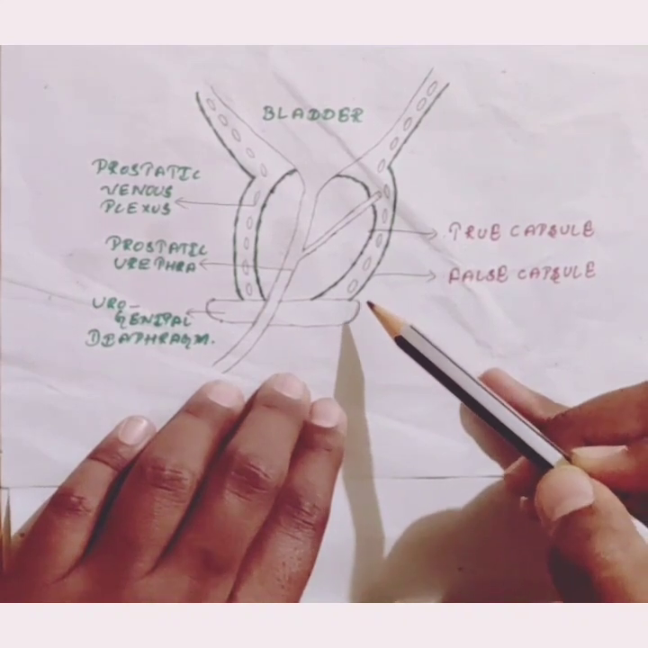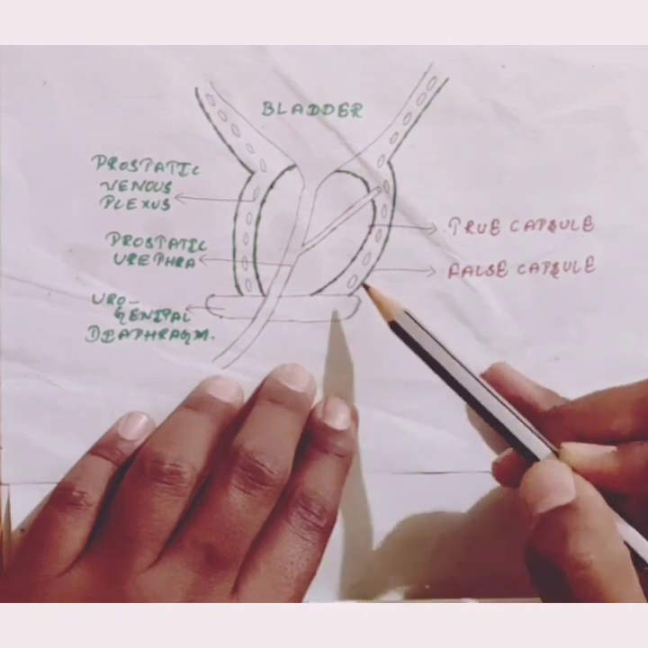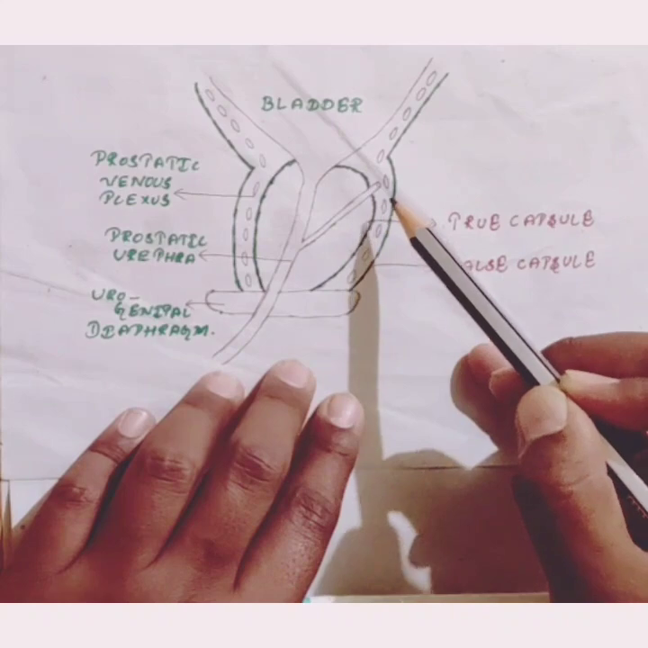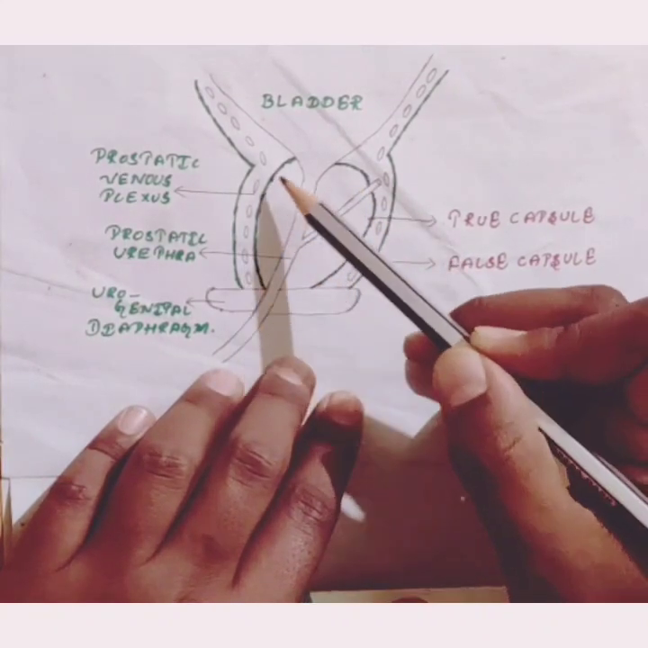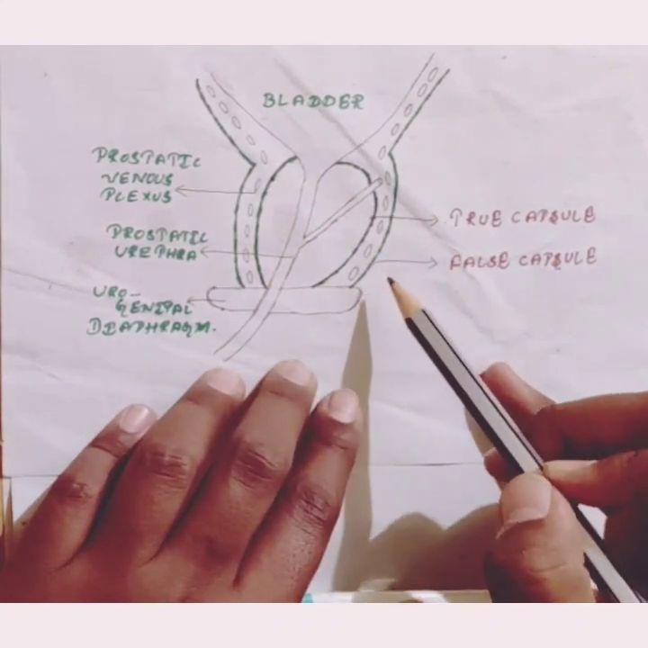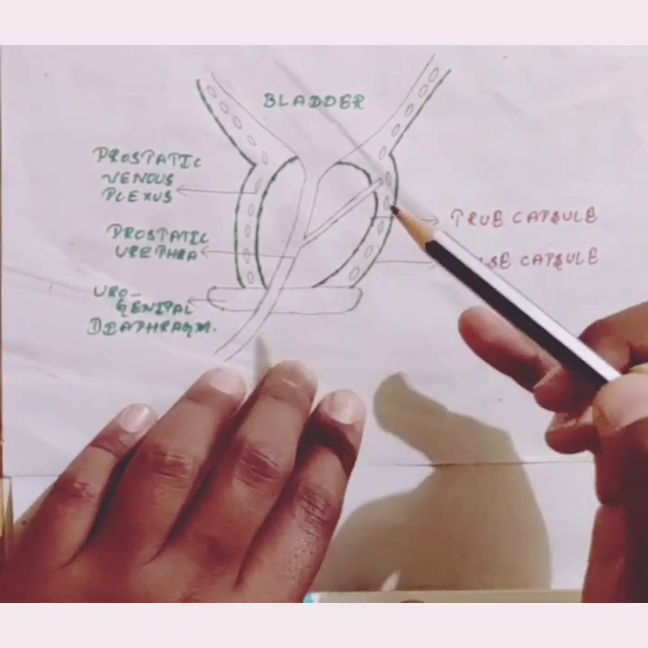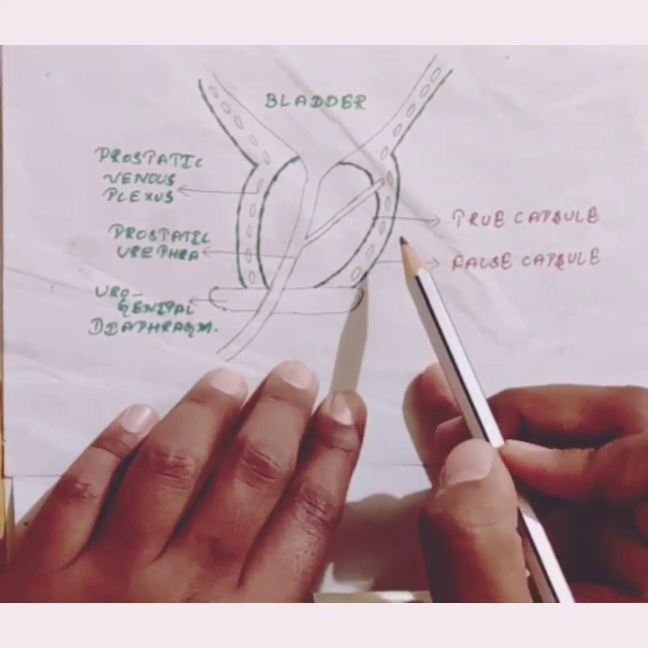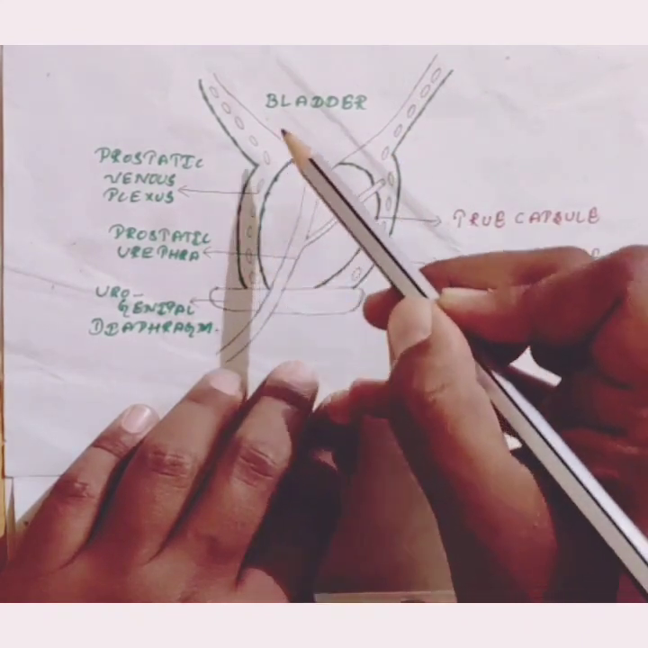Next, the capsules covering the prostate gland. These are the true capsule and the false capsule. True capsule, it is formed by the condensation of the peripheral fibrous stroma of the gland. Hence, it is closely related to the gland. Next is the false capsule. It is derived from the pelvic fascia. Hence, it is outside the true capsule. It envelops both the bladder as well as the prostate gland in the same compartment. Intervening between the false capsule and the true capsule is the prostatic venous plexus.